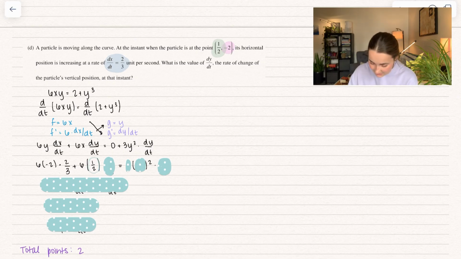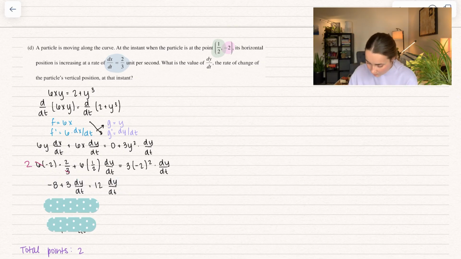So we get 6 times 1/2 times dy/dt, and that's what we're actually looking for, so that's going to just stay dy/dt, is equal to, so we have that 3, we have our y squared, that's going to be negative 2 squared times dy/dt. So here we can simplify this down. Right here, the 6 divides by 3 to be 2, so 2 times negative 2 times 2, that's going to be negative 8. We got 6 times 1/2 is equal to 3 dy/dt. 3 times negative 2 squared, that's going to be 3 times 4, which is equal to 12 times dy/dt.